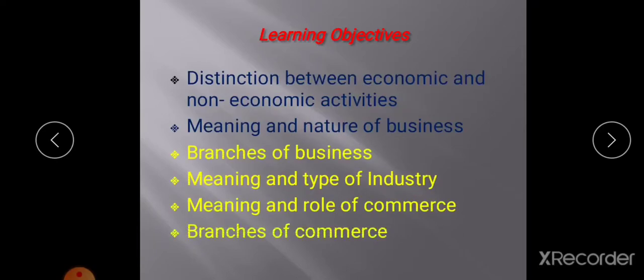In the last class, we have learned about human activities. What are the two types of human activities? Distinction between economic activity and non-economic activity. Meaning and nature of business. In today's class, we will learn about branches of business, meaning and type of industry, meaning and role of commerce, branches of commerce.